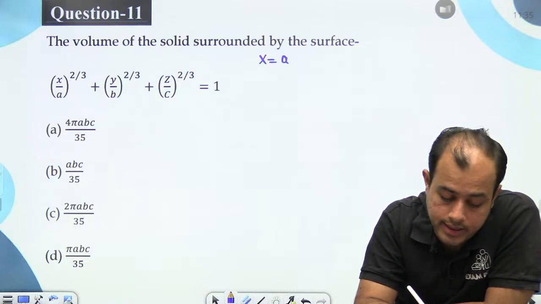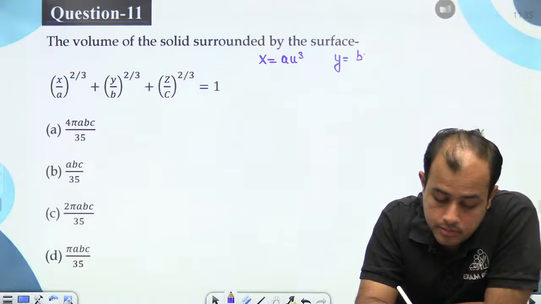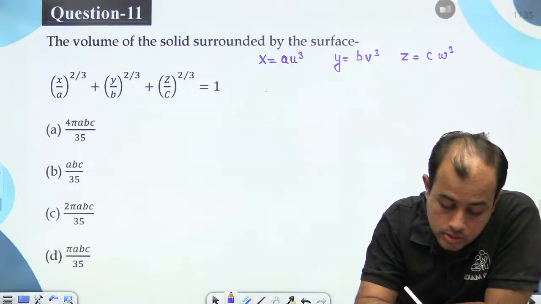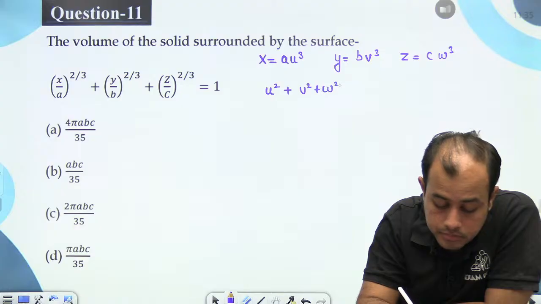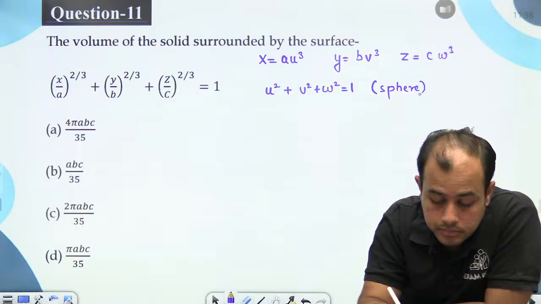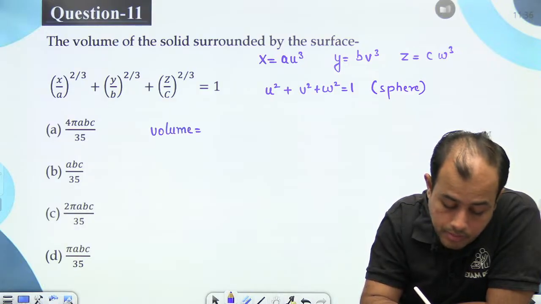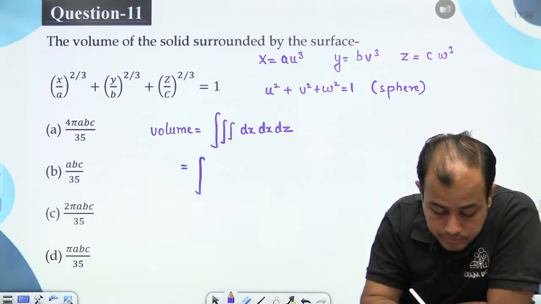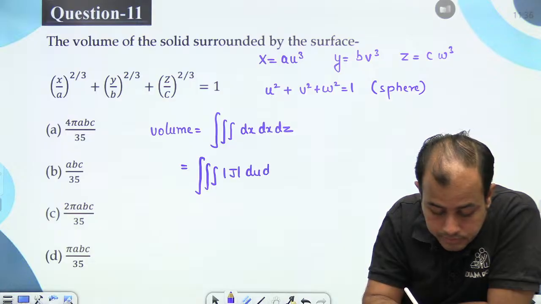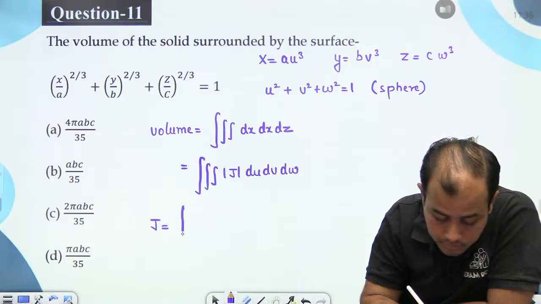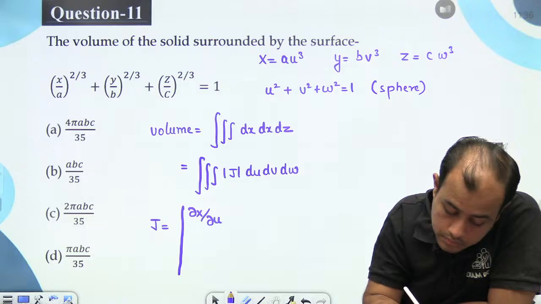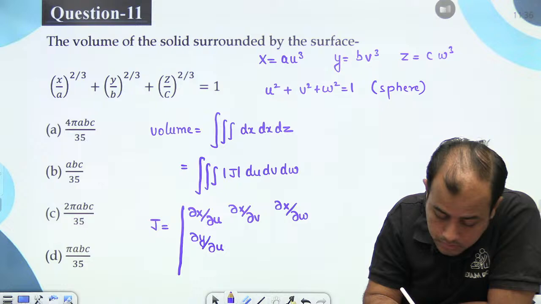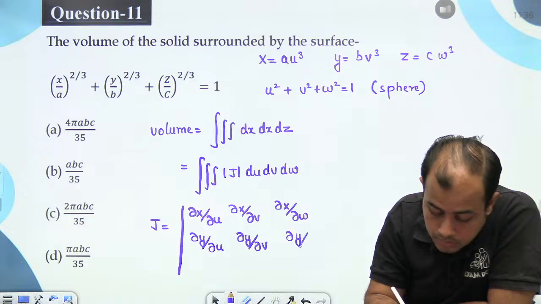How to solve this? Consider x equal to a u cubed, and similarly for y and z. I'm changing the system of coordinates, so this equation will become u squared plus v squared plus w squared equals 1. Now the volume is basically dx dy dz, which becomes the integral with mod J. This is my Jacobian.